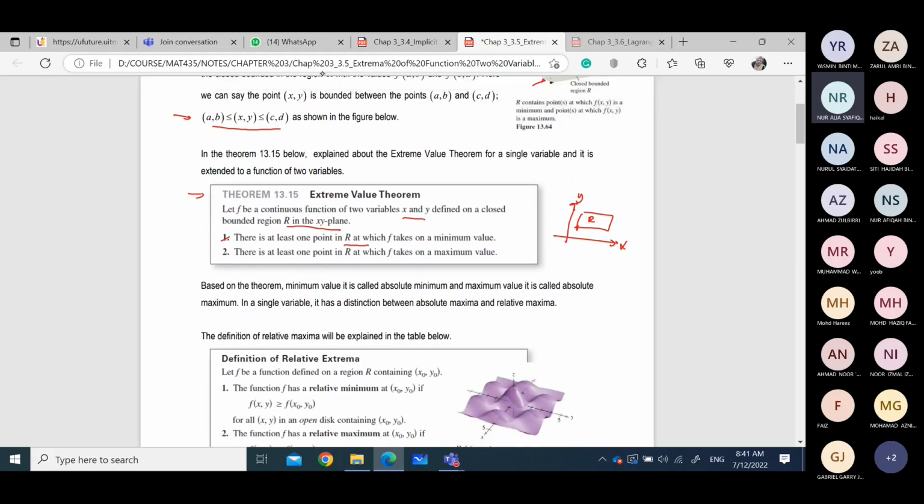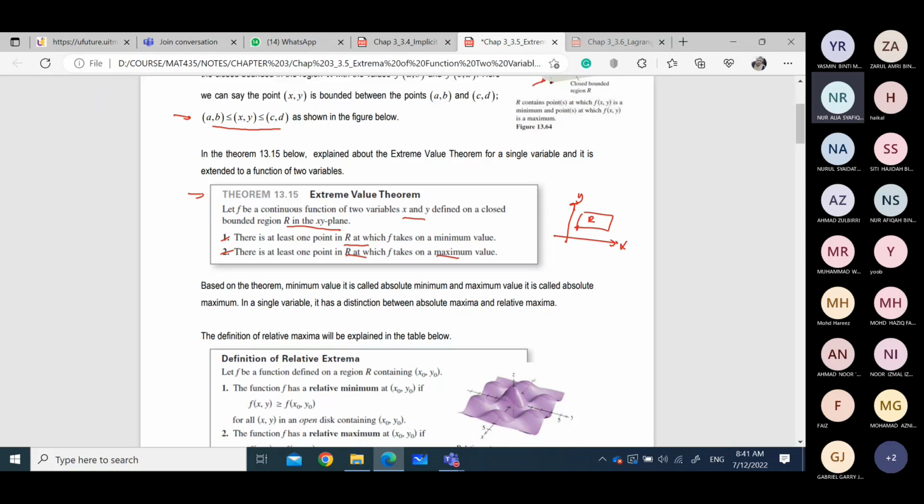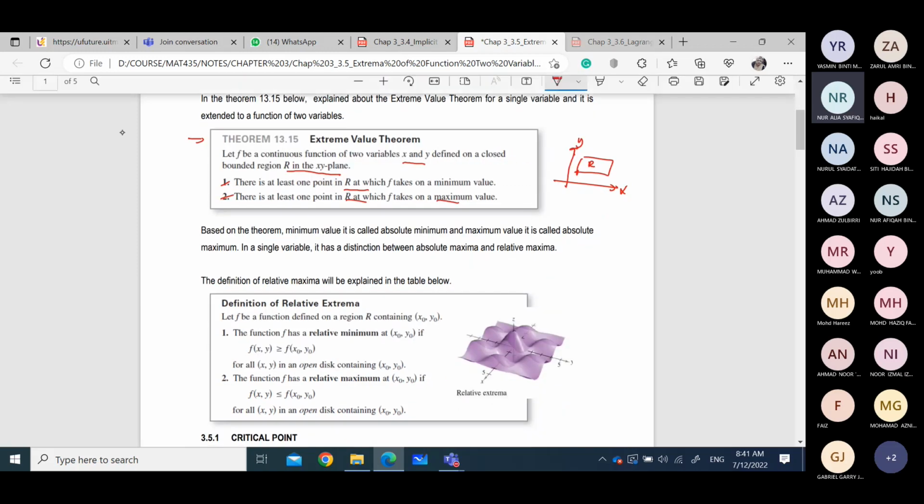Next, number 2, there is at least one point in R at which f takes on a maximum value. So based on this theorem, it is explained to us how to find a minimum and maximum value. It says that the maximum and minimum values we can find based on the region. Faham ya?